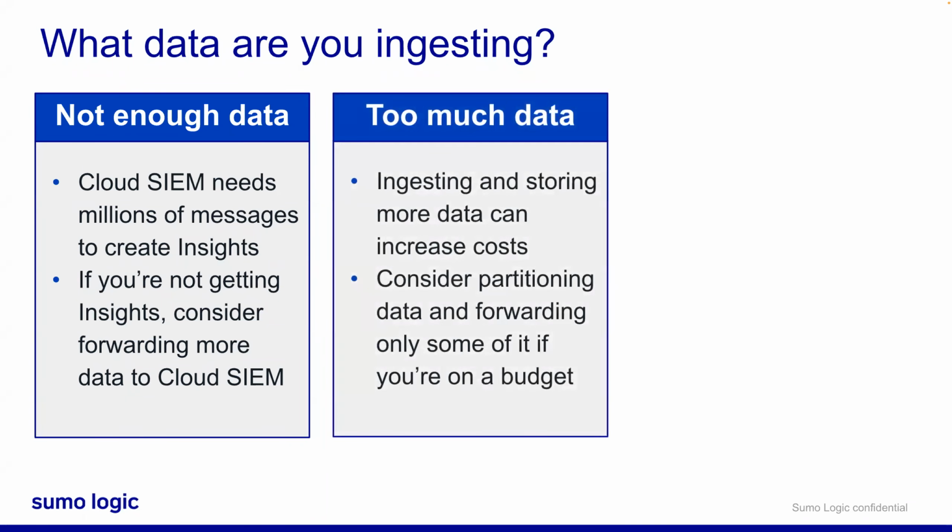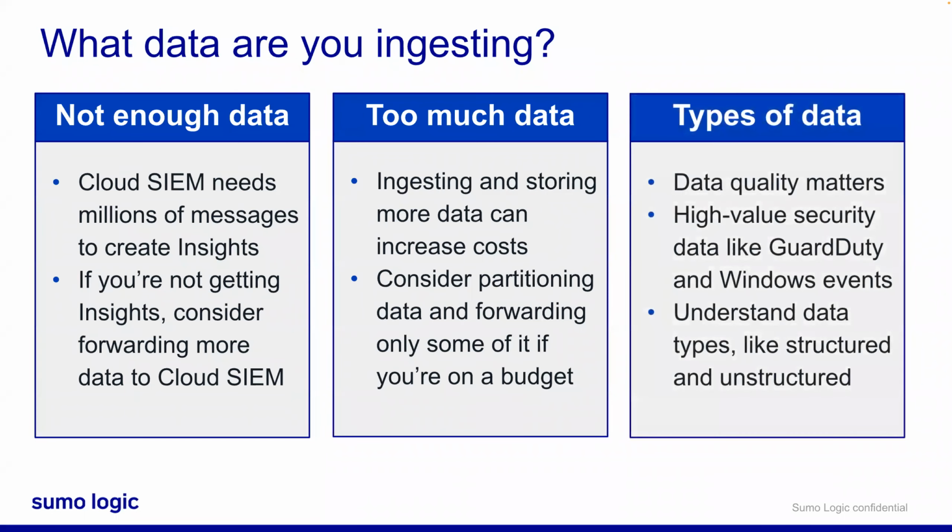On the flip side, though, more data doesn't always mean more insights. The threat detection logic built into Cloud SIEM generally prevents false positives. However, some organizations choose to ingest or store less data as a way to cut costs. One solution is to partition your data into different tiers and only send some of that data along to Cloud SIEM.